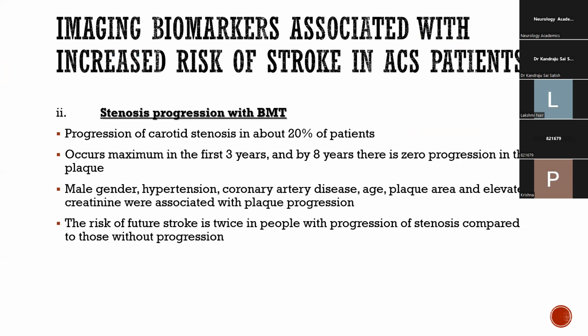So the second imaging biomarker that can be used is the stenosis progression with BMT. Progression of carotid stenosis occurs in about 20% of patients, and it occurs maximum in the first 3 years, and then by 8 years it becomes zero. Male gender, hypertension, coronary artery disease, age, plaque area, and elevated creatinine were associated with plaque progression. And the risk of future stroke is twice in people with the progression of stenosis.